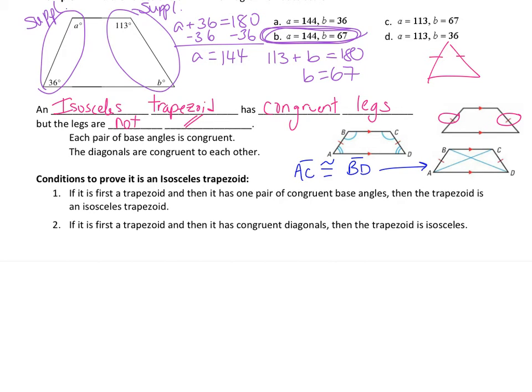To show that your quadrilateral is an isosceles trapezoid, we first have to make sure it's a trapezoid, with your one set of parallel sides, and then if it has one pair of congruent base angles, the trapezoid is going to be an isosceles trapezoid. Because remember, with a regular trapezoid, we do not need these base angles to be congruent. So if it's a trapezoid to begin with, and the base angles are congruent, then we know the whole trapezoid is isosceles. Next, the second reason is if we again know it's a trapezoid to begin with, and we have congruent diagonals, so like AC is congruent to BD, then we know the trapezoid is going to be isosceles.